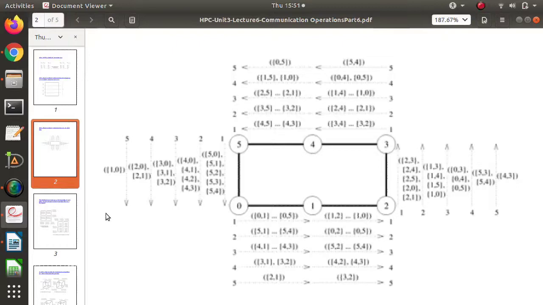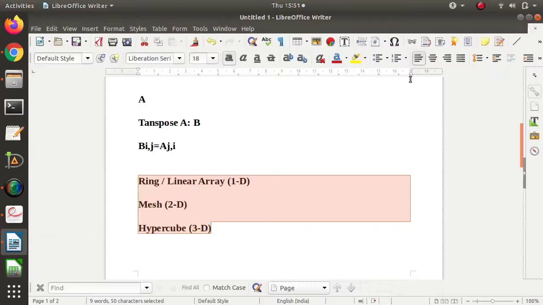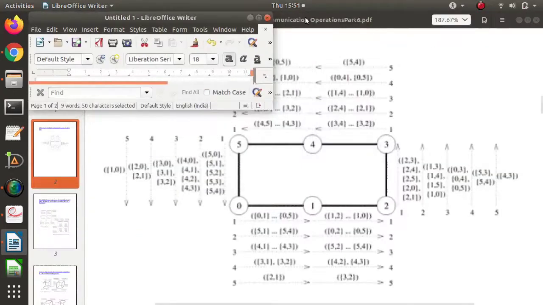Now we'll see what actual messages are getting sent, so you will understand properly. Now see, this is the zeroth process or zeroth node. It has some messages. What messages does it have? It has 01, 02, 03, 04, 05. I'll write side by side so you'll understand properly.